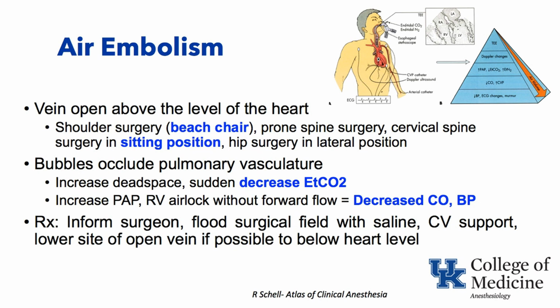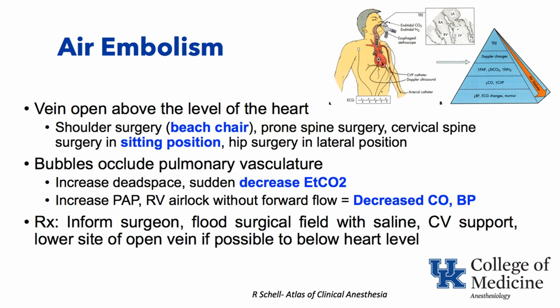As those bubbles come in and block the pulmonary vasculature, the pulmonary artery pressure can go up. There can be an airlock from blood trying to get from the right ventricle into the pulmonary artery, reducing forward flow. Cardiac output can drop dramatically, and blood pressure. If an air embolism is suspected, you should inform the surgeon because they can flood the surgical field with saline that will decrease air being entrained. You will supply cardiovascular support, epinephrine for example, and lower the site of that open vein if possible to get it below the level of the heart.